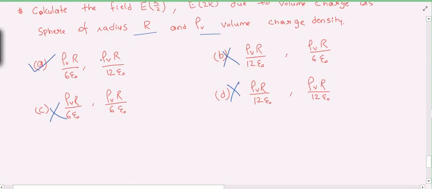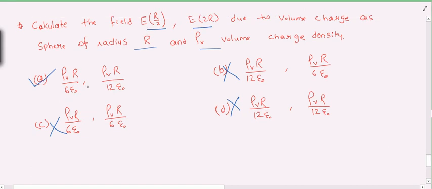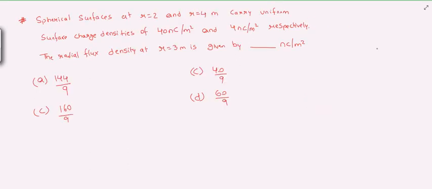You see that rho v r by 12 epsilon naught is for E at 2r, and for r by 2 it is rho v r by 6 epsilon naught. So this is the correct option. Now let us see one more problem.